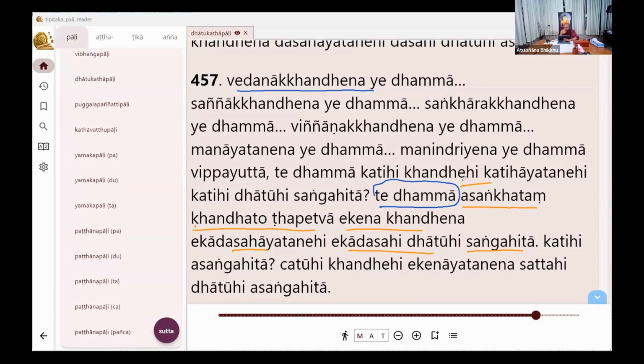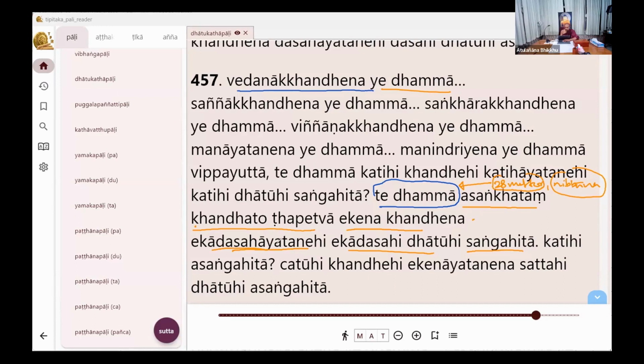So for this Te Dhamma or Ye Dhamma, whatever it is, we have the 28 matter, and also we have Nibbana here, right? Because Nibbana is not classified in the classification of the aggregates, it is not included. It is given as Asankatang Khandato Tapetva, excluding the Asankata Khanda, the Nibbana. The other Dhammas, which are the 28 matter, are classified in one aggregate, which is the matter aggregate.